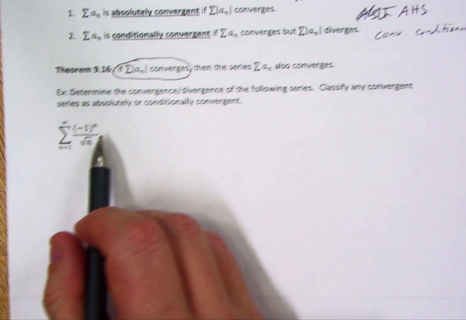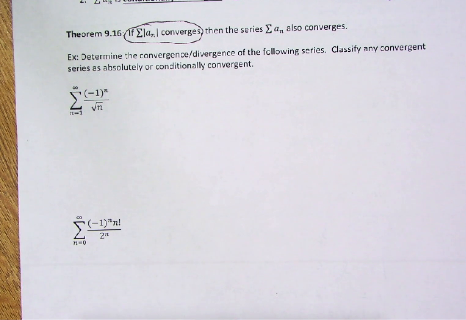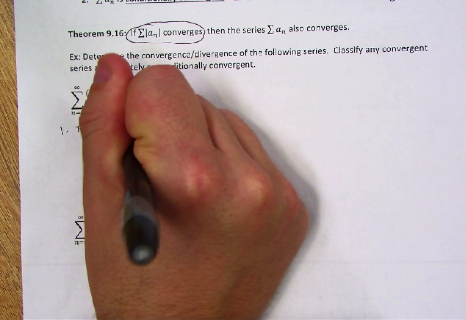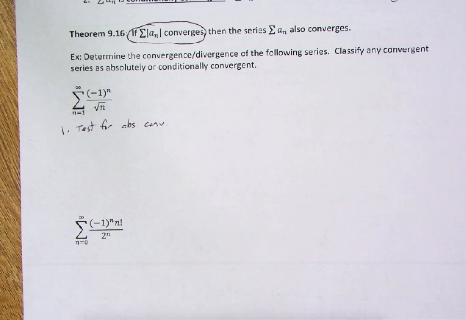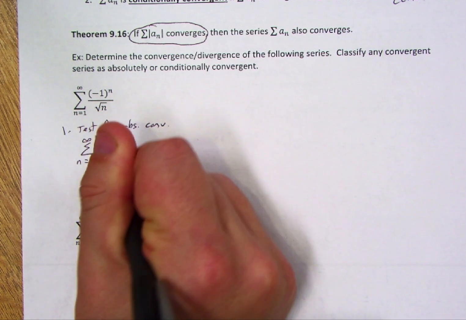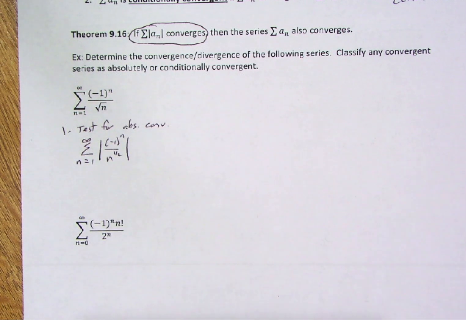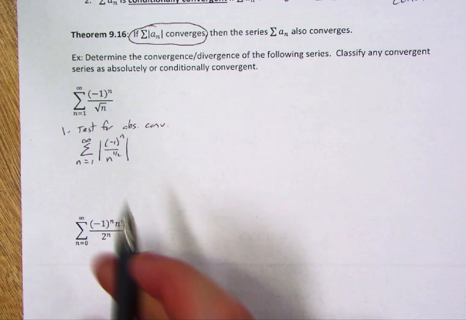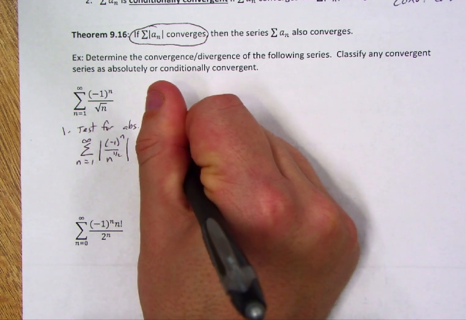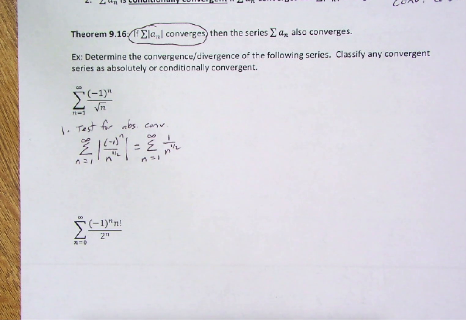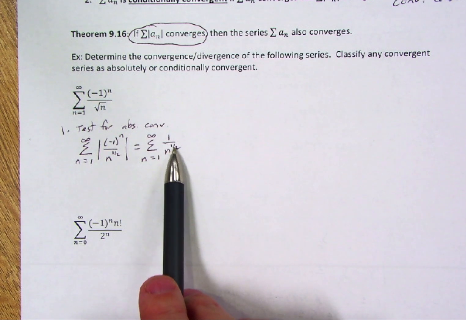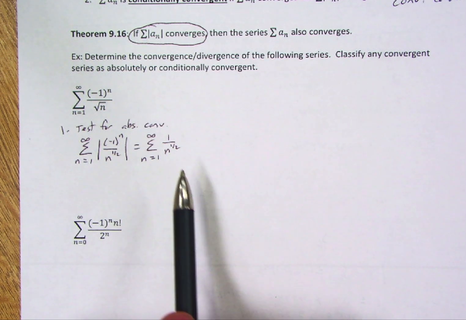All right. So this first series, it's an alternating series. So I want to test for absolute convergence. That's the first thing. Number one, test for absolute convergence. The way we're going to do that is take that series and put absolute value around it. All that the absolute value does is undo the -1, the alternating part. So that's going to be the same as the series of 1 over n to the 1/2. Now, we know that this is a divergent p-series because the p-value right here is 1/2. It's less than 1. So we know it diverges.